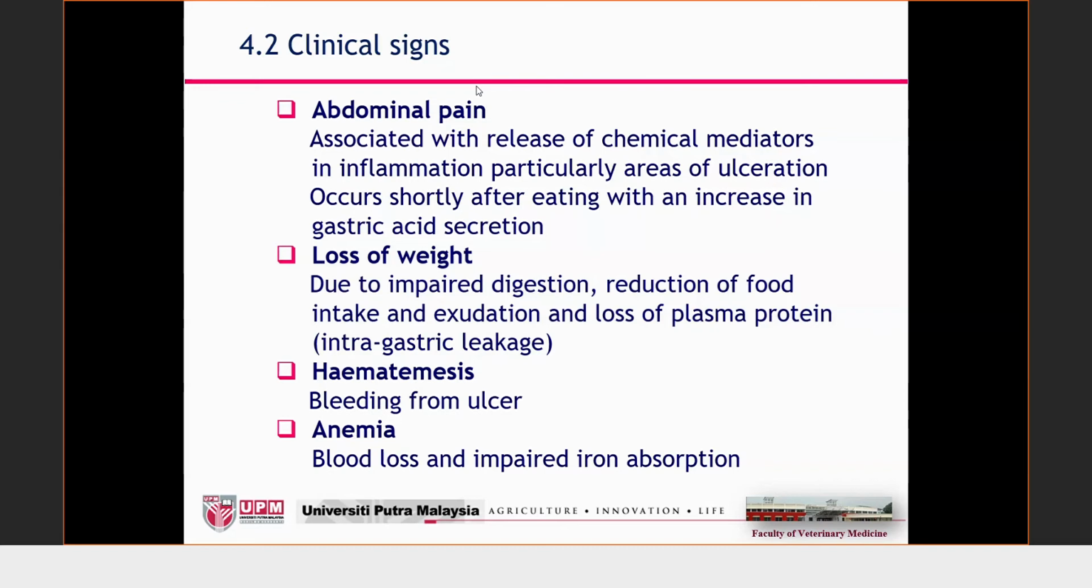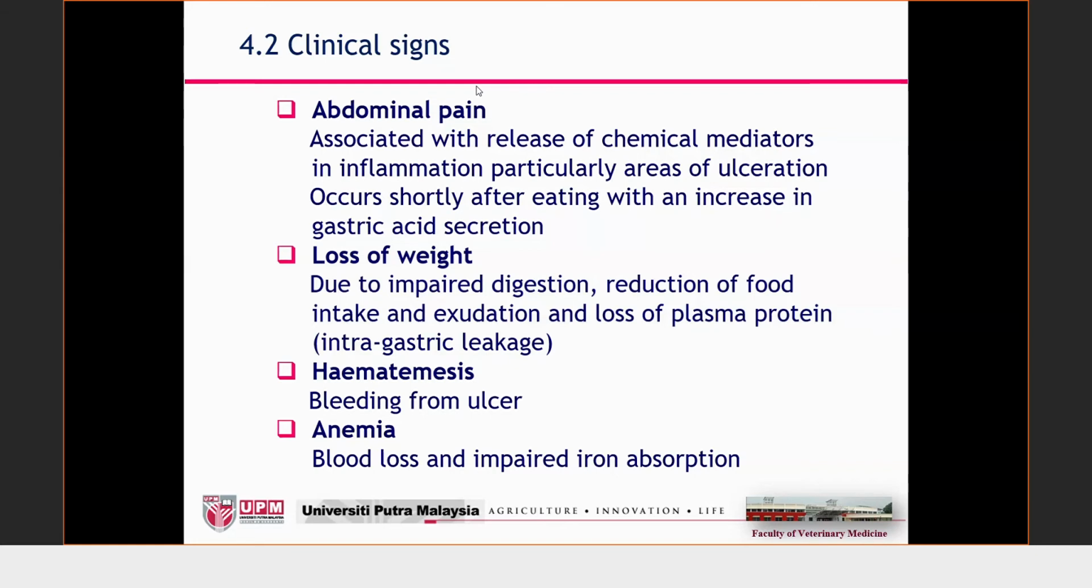So in patients with gastric disturbances, the animal might also have loss of weight, partly because of impaired digestion, reduction of food intake, and exudation and loss of plasma protein. So they might lose weight.